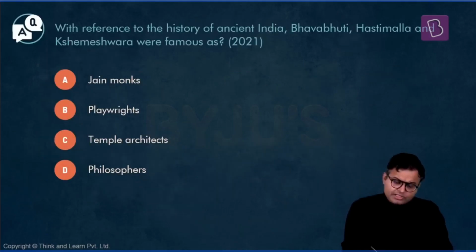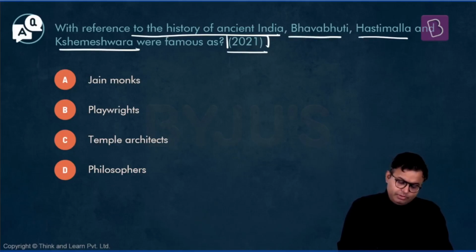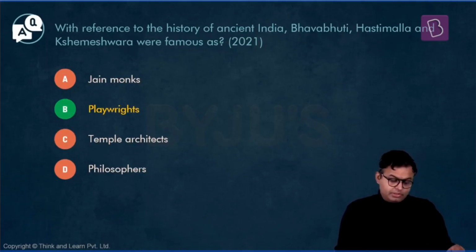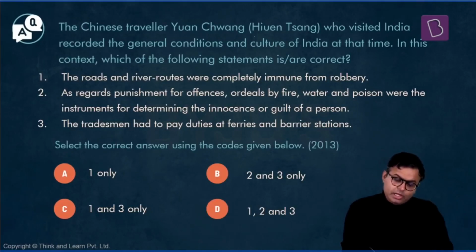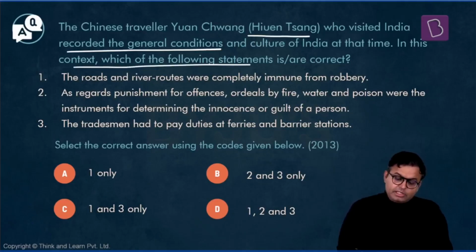Now a question was asked this year. With reference to the history of ancient India, Bhavabhuti, Hastimalla and Shemeshwara, who were they? They were famous writers. They used to write dramatic works. The Chinese traveler Huen Tsang, who visited India to record the general conditions, had come to India to procure Buddhist texts. So, which of the following statements are correct with respect to whatever he has said?